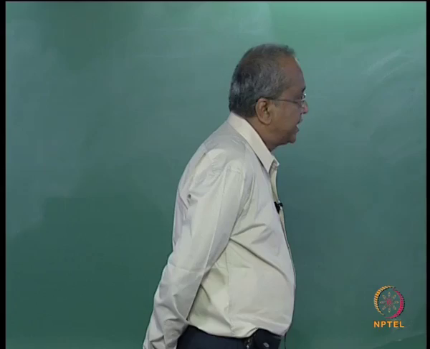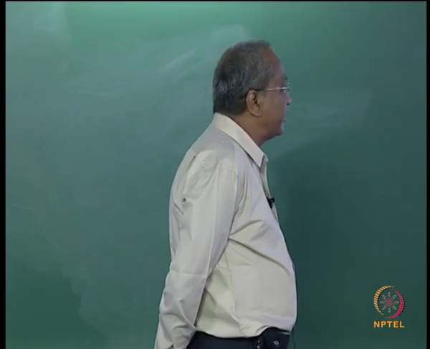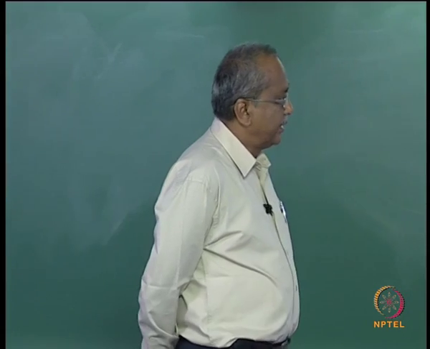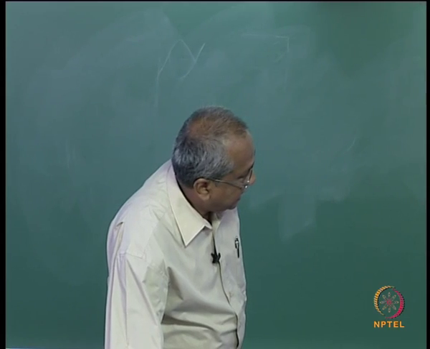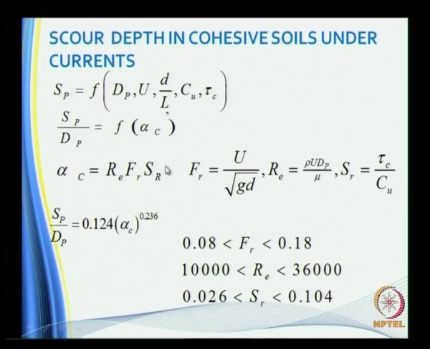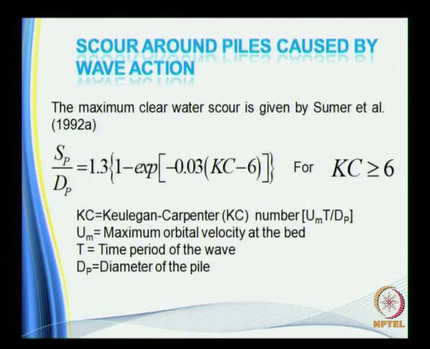Then sediment scour depth in cohesive soils under currents. So, this is the relationship as given here. This alpha c is the product of these numbers, where u is the velocity, d is the water depth, and capital dP is the pile diameter, then tau c is the critical shear stress, and all these variables are given to us. So, based on this you can estimate the scour depth under cohesive soils.